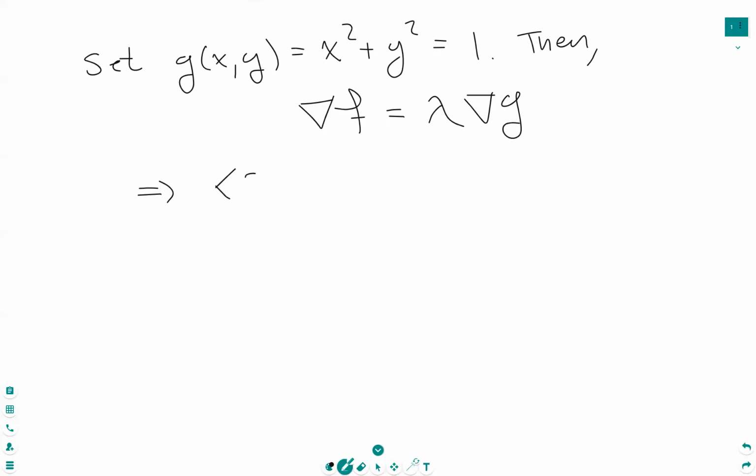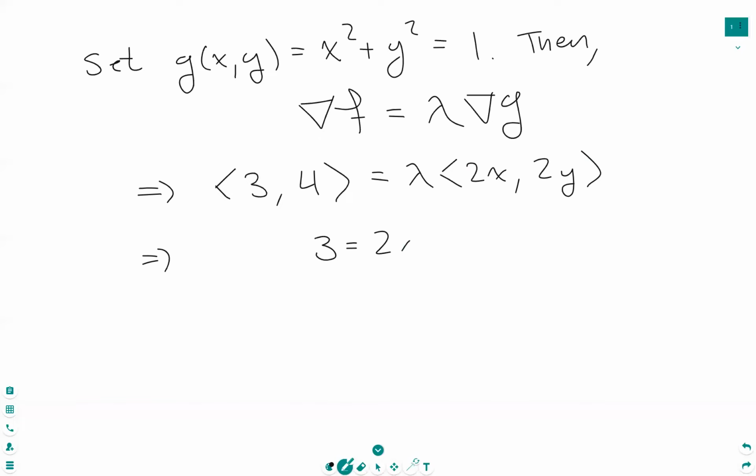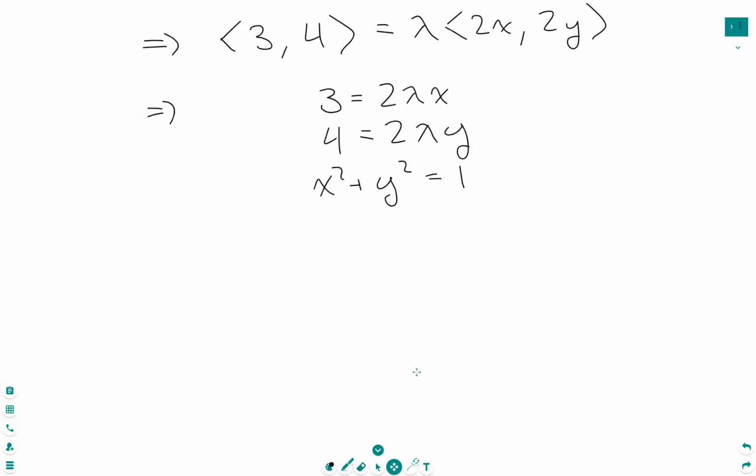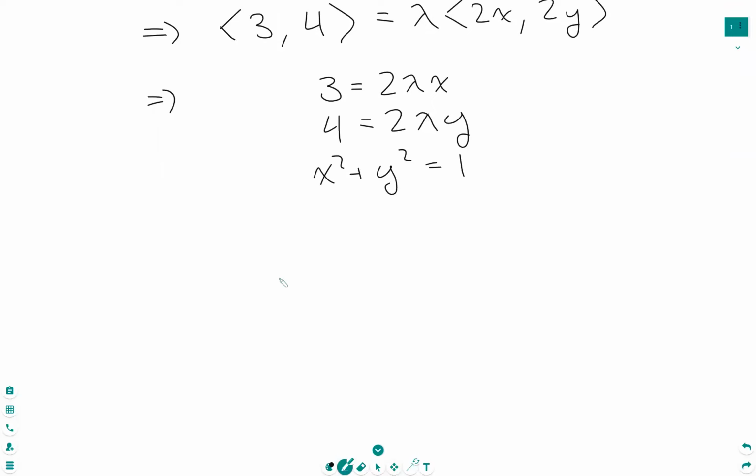This gives us the vector 3, 4 is equal to lambda times the vector 2x, 2y. So our three equations are that we have 3 is equal to 2 lambda x. We have that 4 is equal to 2 lambda y. And we have x squared plus y squared is equal to 1.